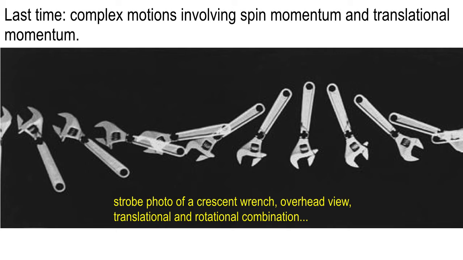We took a look at the spinning crescent wrench that is moving translationally. It looks like it's moving from left to right, although it's a strobe photograph, so you can't really tell if it's moving left to right or right to left. But if it's moving left to right, then it's also spinning. We talked about the center of mass of the crescent wrench, where those little black plus signs are, going just straight ahead, so many centimeters per second, or so many centimeters between each strobe flash.